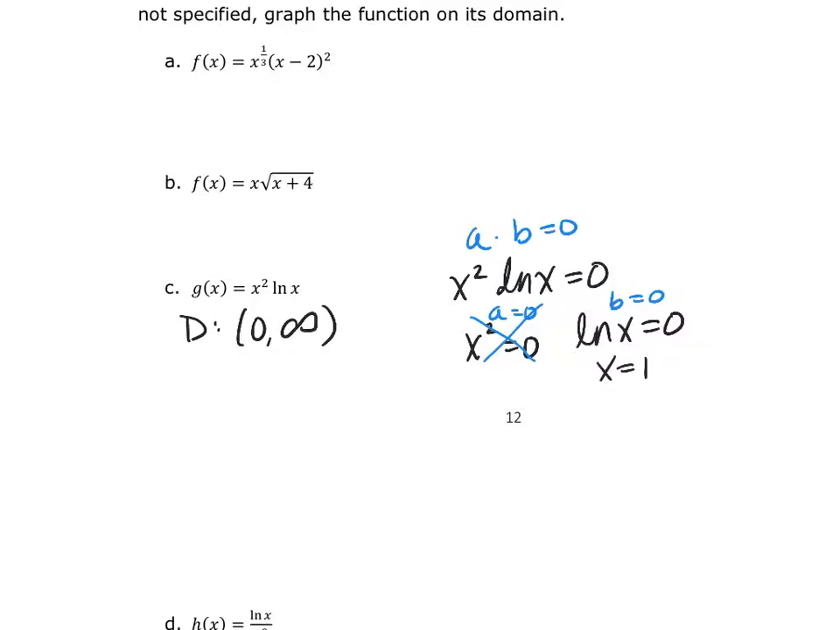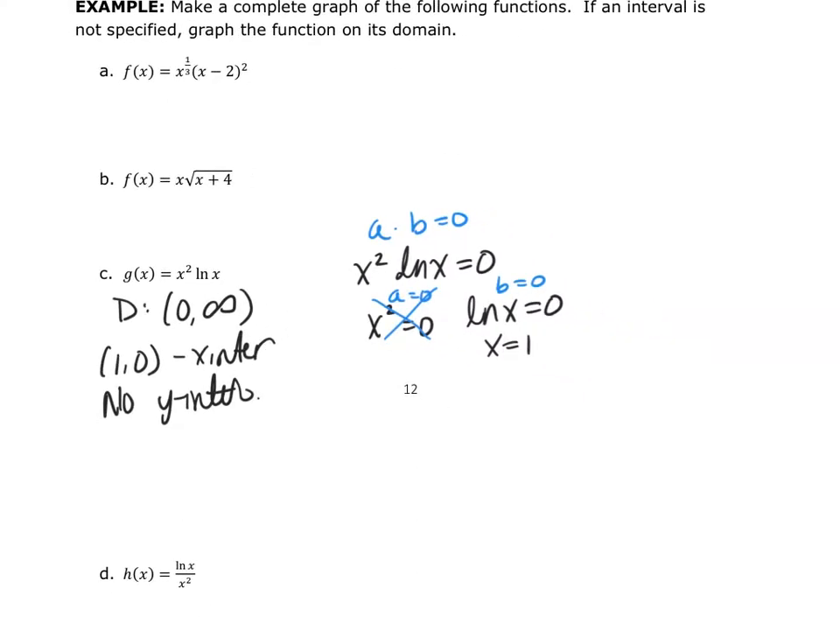So my x-intercept is (1, 0), and I have no y-intercept. This is my x-intercept, and we have no y-intercept. Now I'm going to start doing my derivatives to determine if I have any points of inflection and also where my concavity is. So I'm going to do my first derivative.